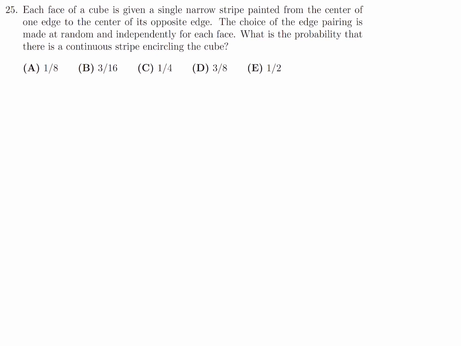Each face of a cube is given a single narrow stripe painted from the center of one edge to the center of the opposite edge. The choice of the edge pairing is made at random and independently for each face. What is the probability that there is a continuous stripe encircling the cube? Let's first draw a cube and then let's talk about this.